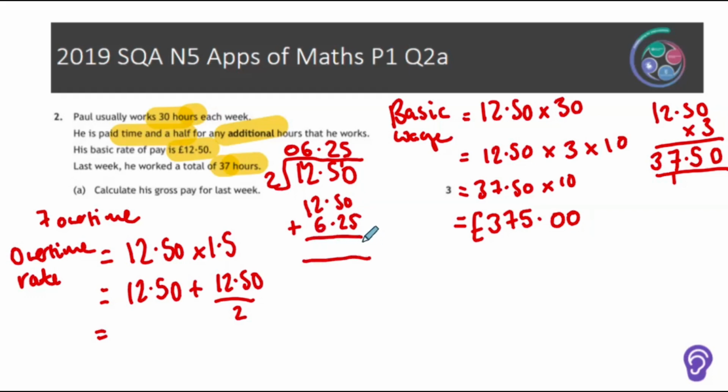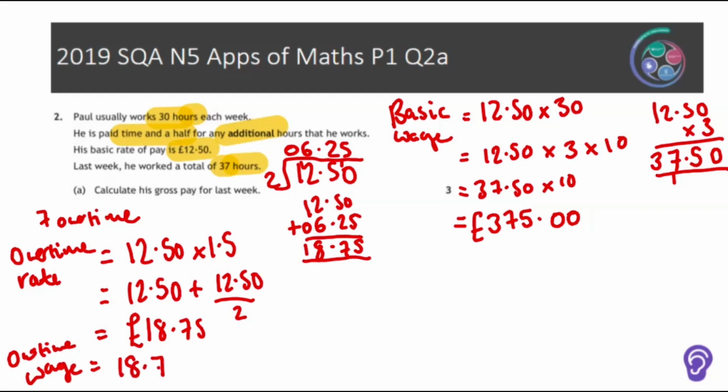And that's going to give me 5 and 2 is 7, the decimal point goes here, 2 and 6 is 8, and then 1 and 0 is 1. So his overtime rate is £18.75. Now that means to work out what his overtime pay is, or his overtime wage, I'm going to do that £18.75 and multiply that by the 7 hours that he's worked. So I'm doing £18.75 times by 7 hours.